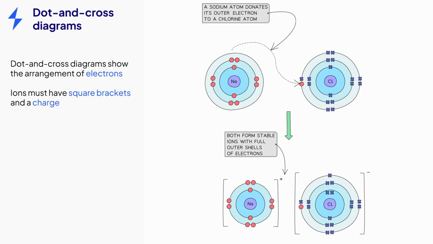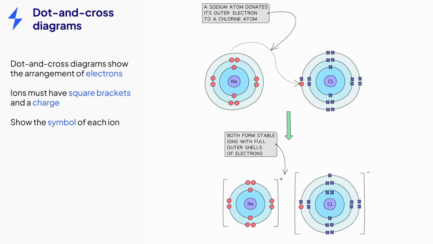Note how each ion has square brackets and a charge. It is also really important to remember to show the symbol of each ion. If you don't clearly identify each ion, you can lose a mark in an exam. Just be careful when you draw dot and cross diagrams. There should not be a plus sign between the two ions in an ionic compound. This is a mistake some students make.